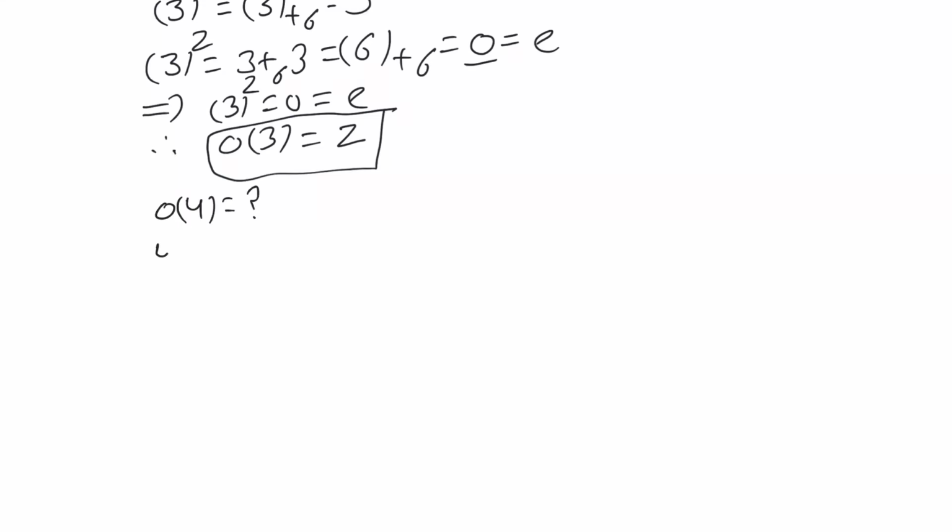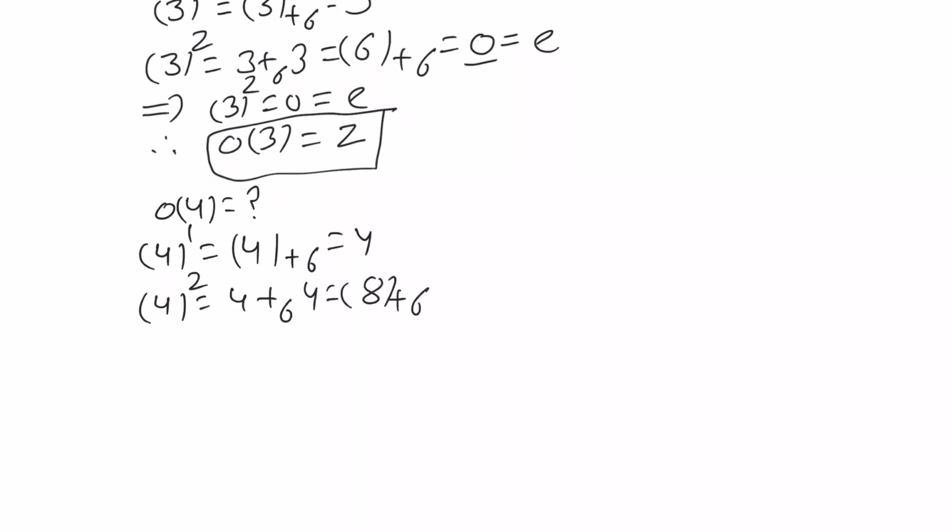For this, let us see 4 raised to the power 1 is 4. Addition modulo 6 will give 4. 4 squared is 4 + 4 = 8. Addition modulo 6 will give 2. 4 cubed is 4 + 4 + 4.